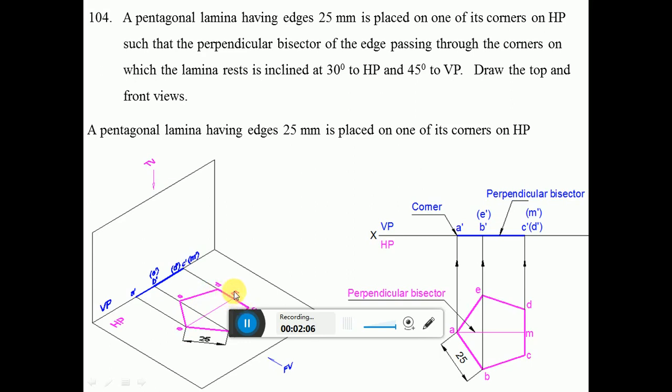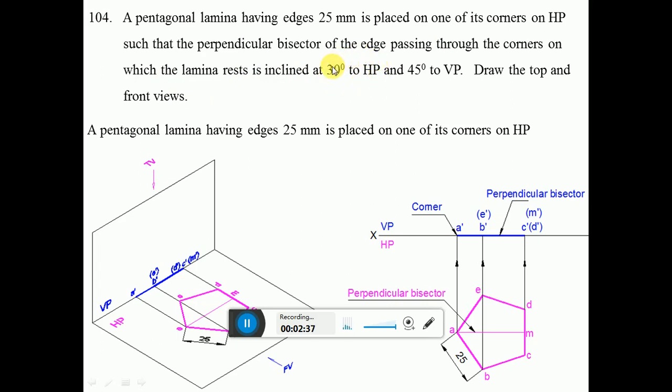So how many sides do we have? We have 5 sides, so we should be able to get 5 perpendicular bisectors. Out of those 5 perpendicular bisectors, which one do I need to consider? We have to consider the perpendicular bisector which is parallel to VP. Why? Because the lamina is inclined at 30 degrees to HP. So he has given the true inclination, 30 degrees to HP.